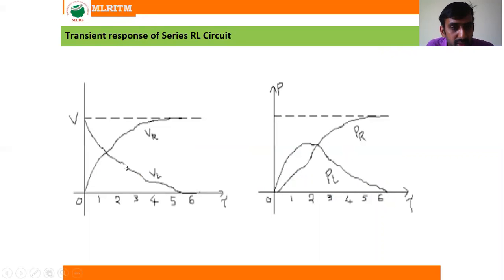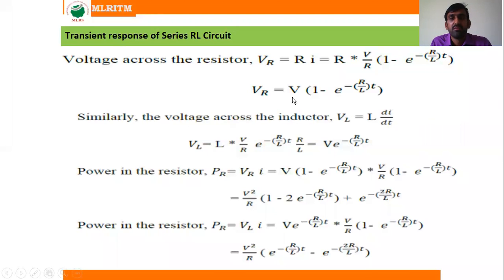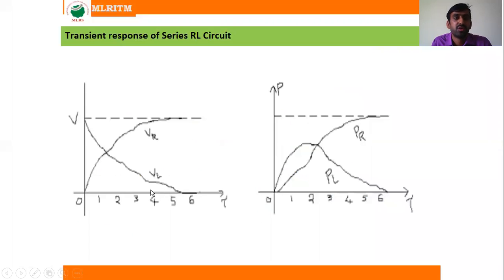If we plot the graphs for VR, VL, PR and PL with respect to the time constant, we can see the expression for VR is V into 1 minus e power, so an exponential increase is going to be there. V represents the steady state part, and 1 minus means it is increasing, it is positive.